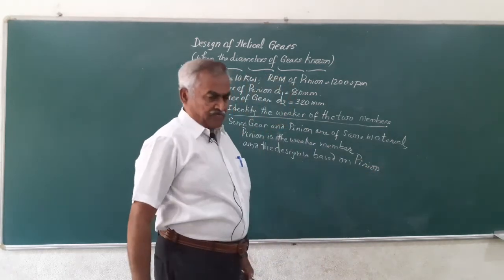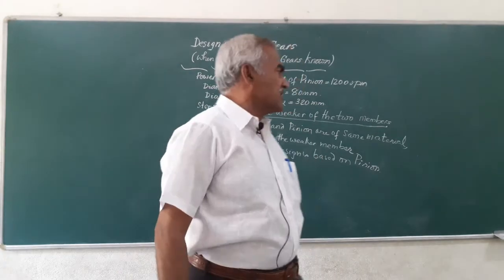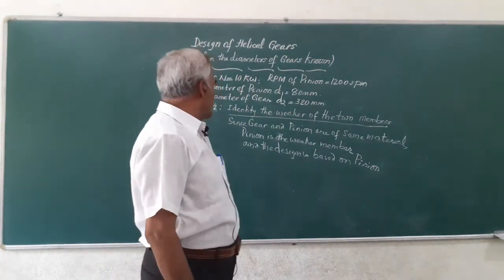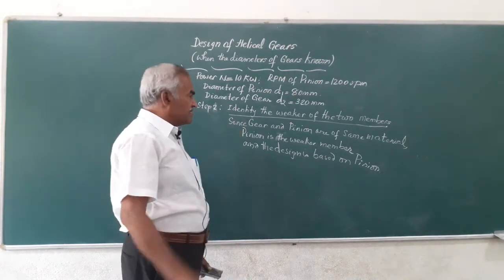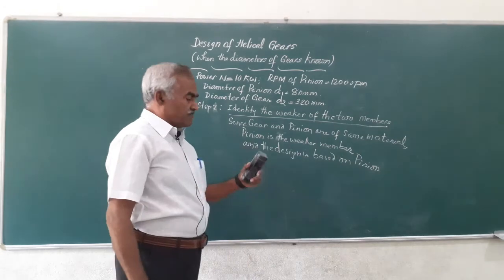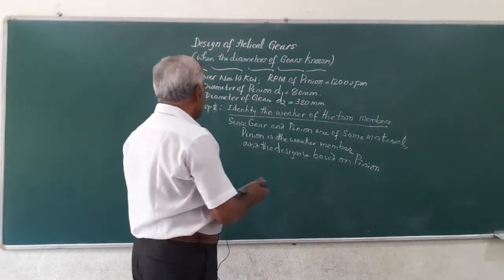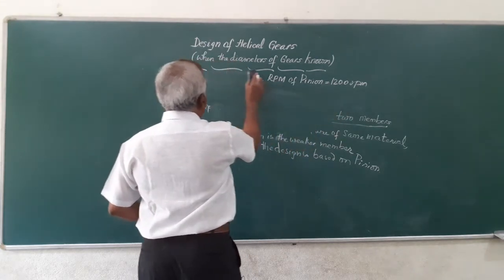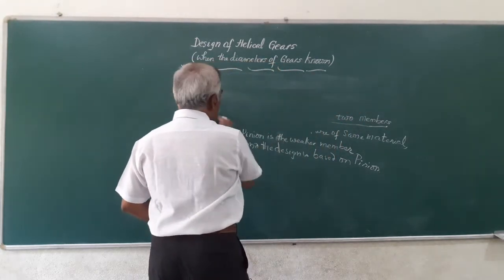Friends, remember, every step in machine design carries marks. So we have completed 2 steps out of the 4. Where in the first step you have selected the material, same material for both gear and pinion, and in the second step we have identified which is the weaker of the 2 members.